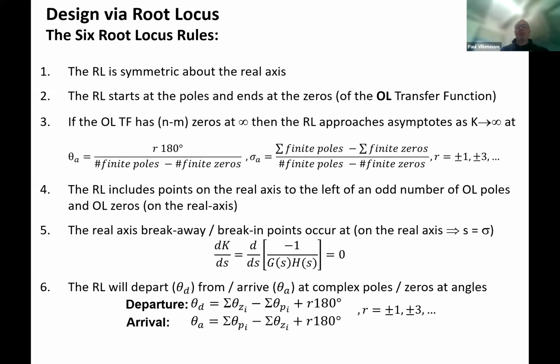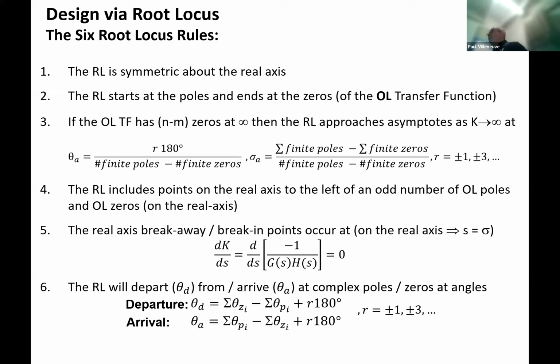So it's the number of finite poles minus the number of finite zeros. That's the angles. And then where those asymptotes take off from, you find that as sigma sub A. The next one, which is the one we did a couple classes ago.